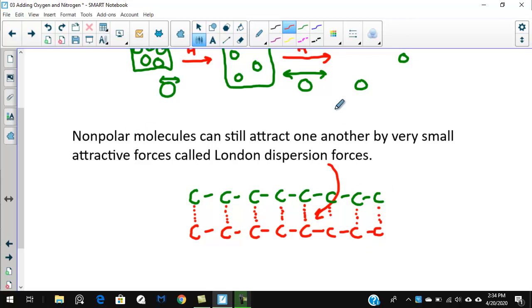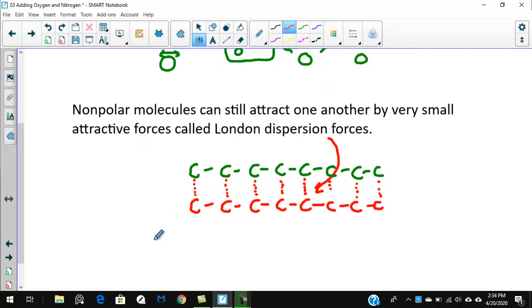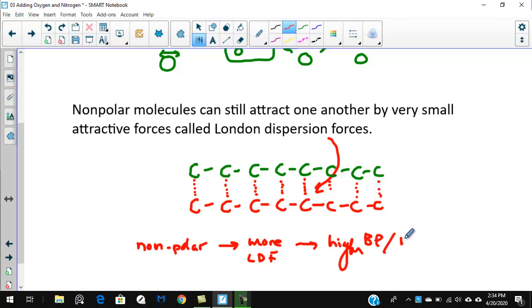So for nonpolar molecules, more LDF, more London dispersion forces, these little attractive forces that hold nonpolar molecules together, means a higher boiling point and melting point. Okay, so longer molecules should be more like a solid, and smaller molecules should be more like a gas, and things in the middle will be either soft solids or liquids.